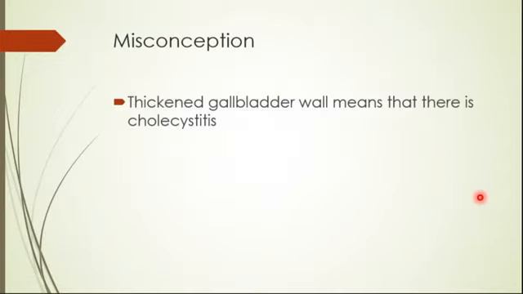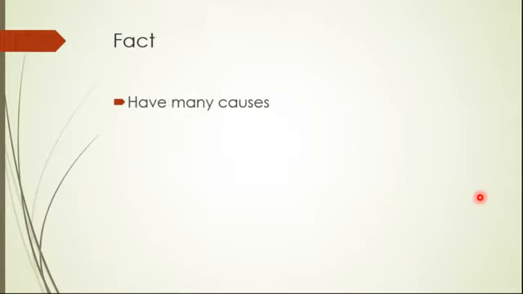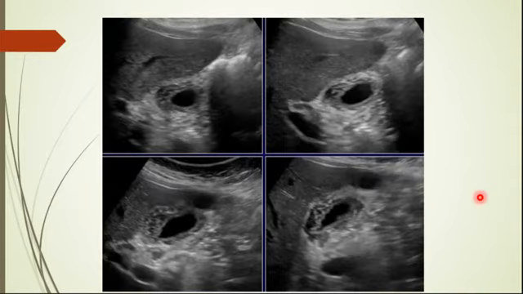Another thing we have to correct is that a thickened gallbladder wall means that there is cholecystitis. This is not correct. There are many causes of thickened gallbladder wall other than cholecystitis. For example, you can see here, this is a thick edematous gallbladder wall. However, there are no stones, no sludge, no pericholecystic edema. So this is typical. We see it a lot of times.